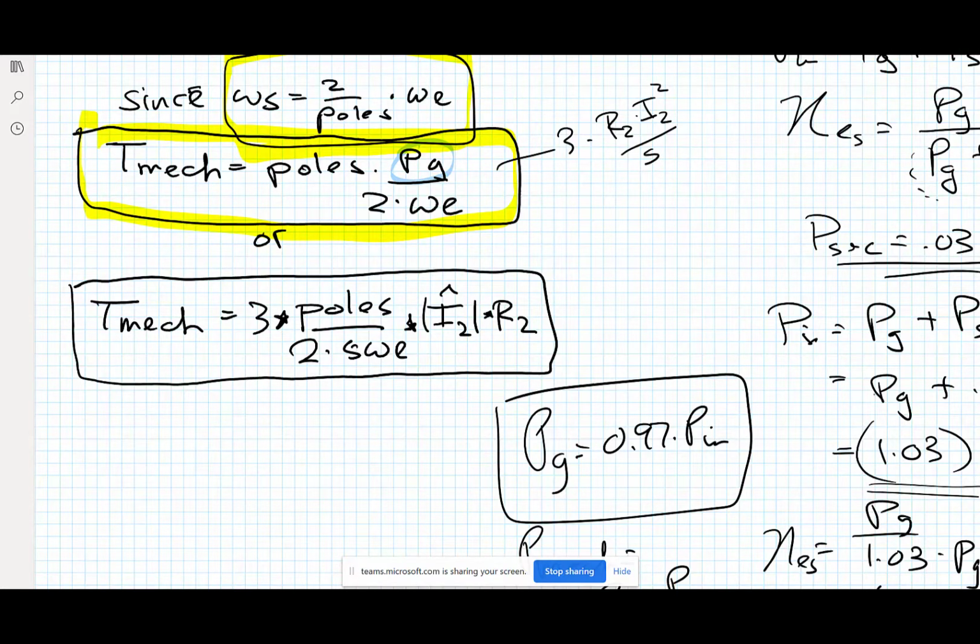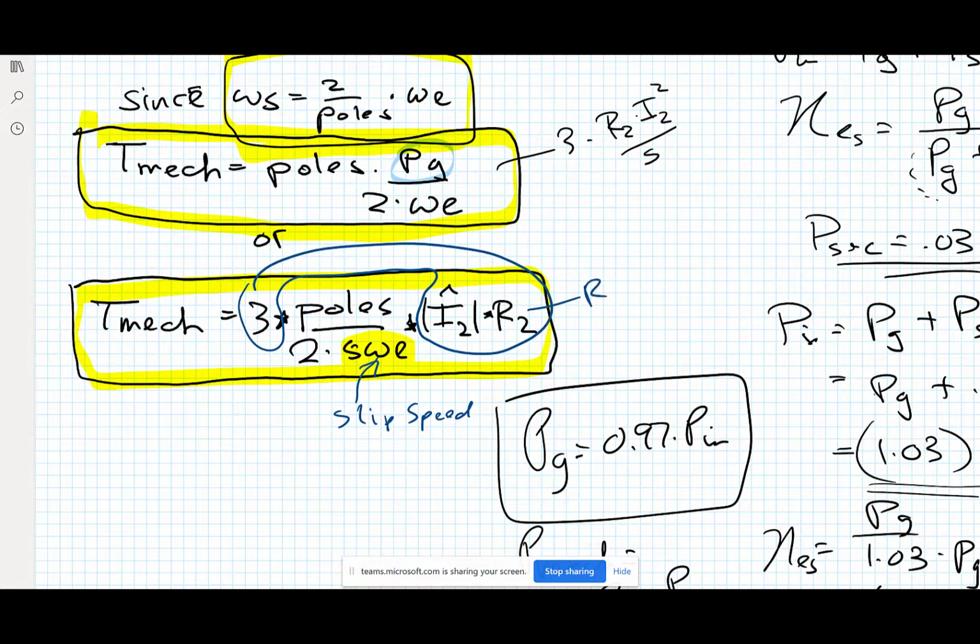So this is an easy equation to remember in terms of electrical parameters. Notice what I have here. If I plug this in, I have the slip speed here too. I could just give you the slip speed. I could give you the rotor I squared R loss.